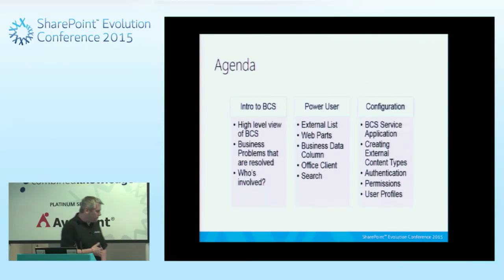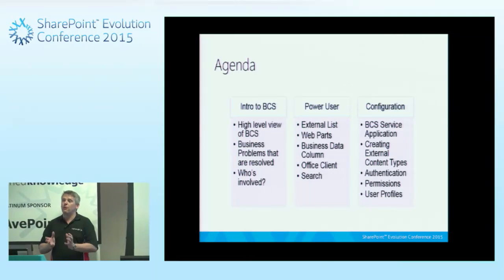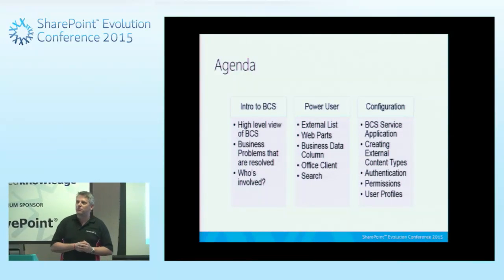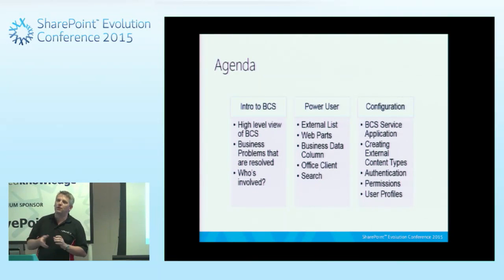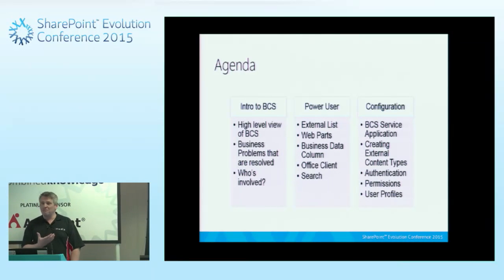Once we've covered that, we're going to have a look at the sort of things that you will be configuring: the external list, the out-of-the-box BCS web parts as well. We're going to have a look at the business data column, which you can use in any SharePoint list or document library, some integration with Office, and also search, so how we can search the external data as well.